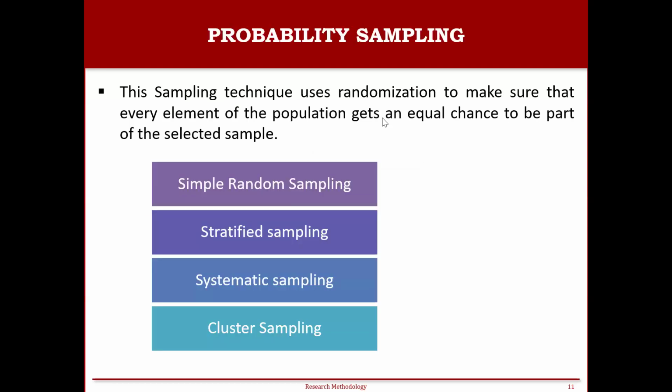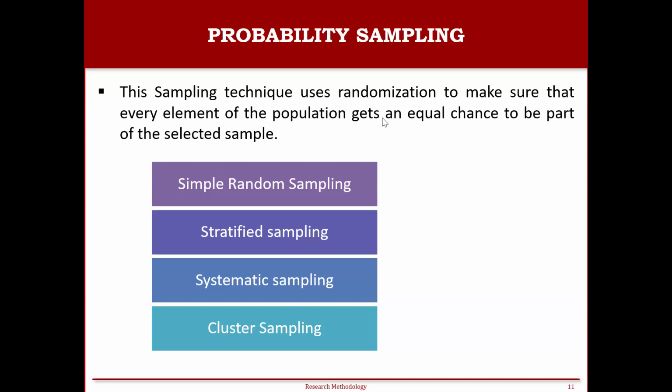So moving on to the first part, that is probability sampling. As I told you earlier, this sampling technique uses randomization to make sure that every element of the population gets an equal chance to be part of the selected sample. That is the major thing. So this method is used to give every individual an equal chance to take place in the sample.